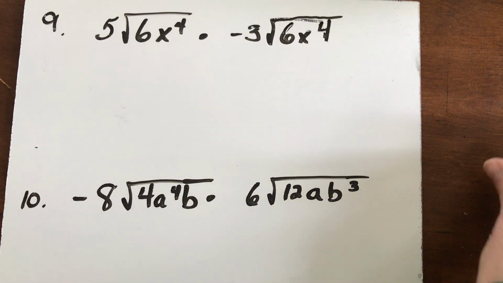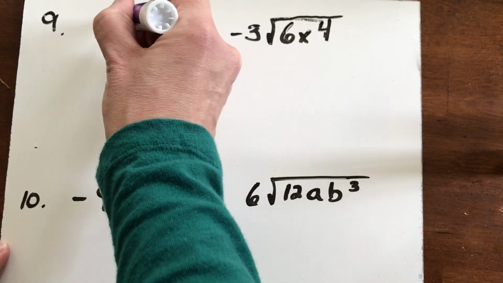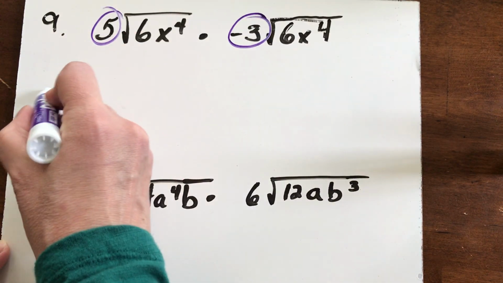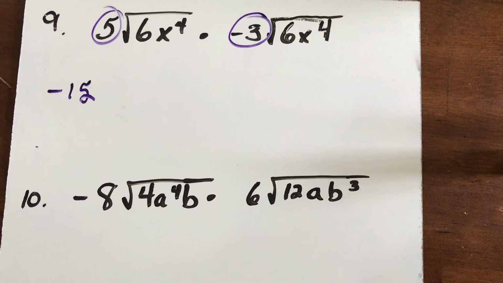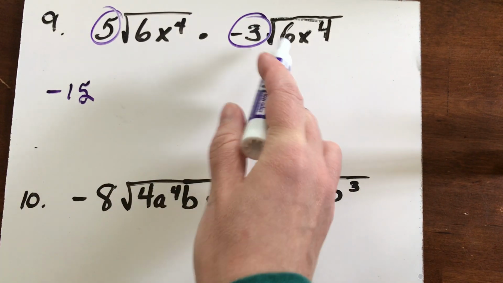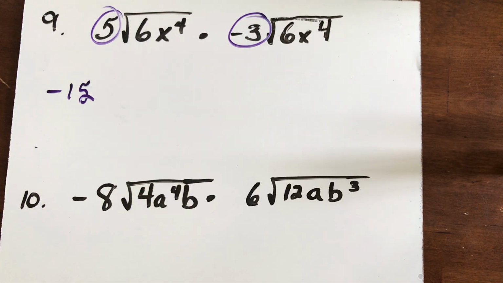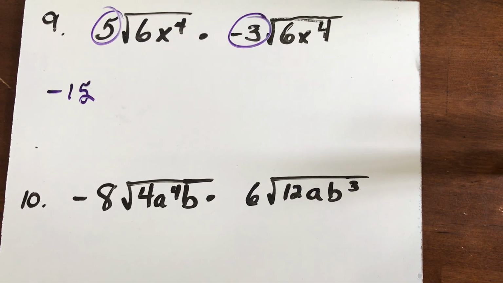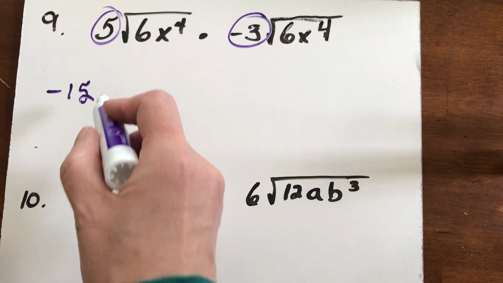All right, let's deal with the coefficients first. 5 times negative 3, that's going to be a negative 15. Do you notice anything about the radicands? The 6's are the same. The x to the 4's are the same. So everything's going to be perfect.